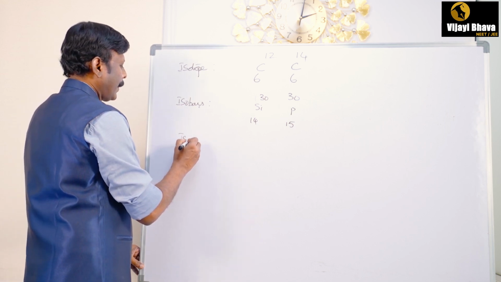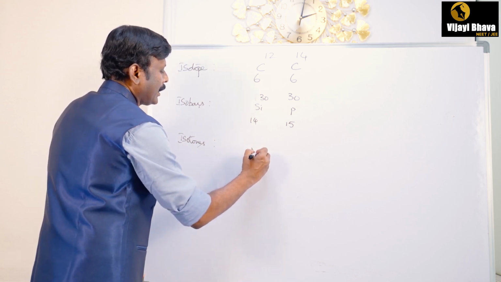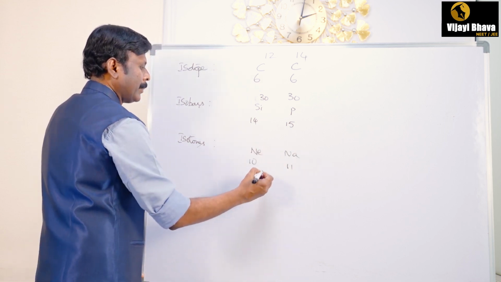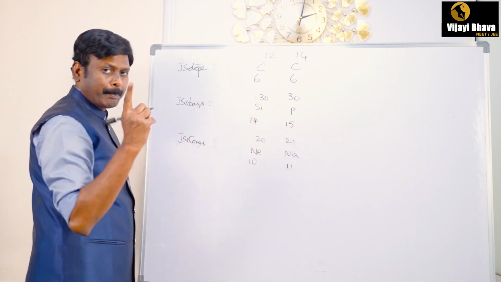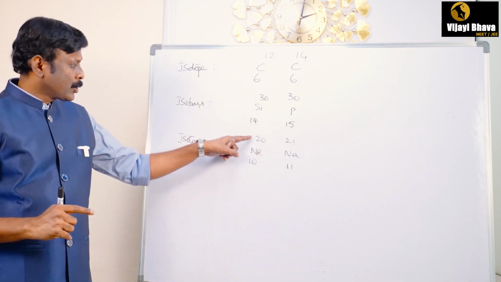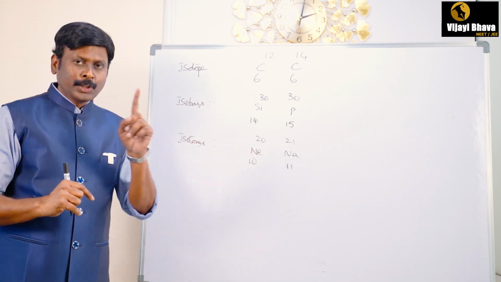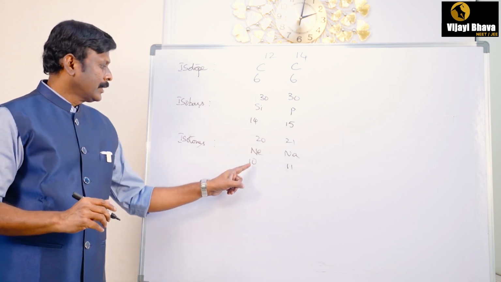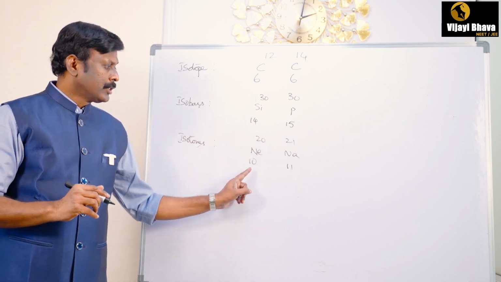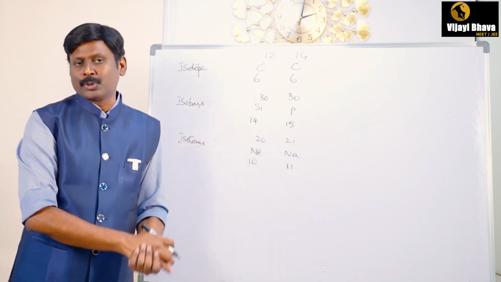Next, moving on to isotones. Isotones are again atoms of different elements with different atomic numbers and mass numbers, but they have the same number of neutrons. Just subtract 20 and 10 from here, you will get 10. Again subtract 21 and 11, you get 10 again. So here neon and sodium are the atoms of two different elements with different atomic numbers and mass numbers, but they have the same number of neutrons.